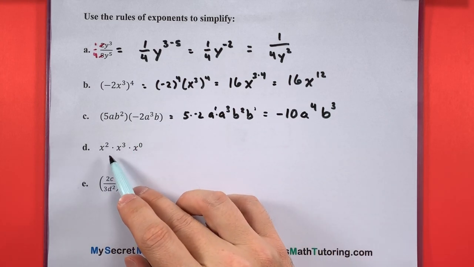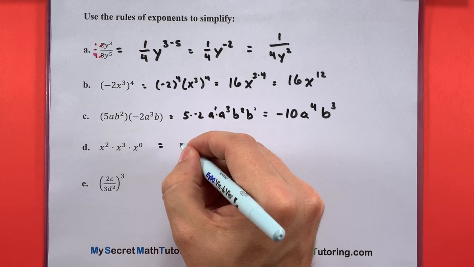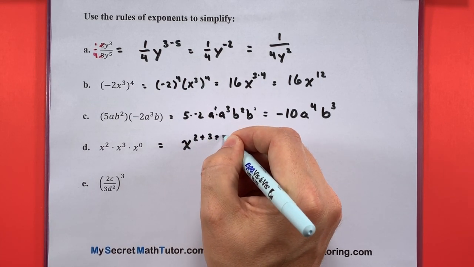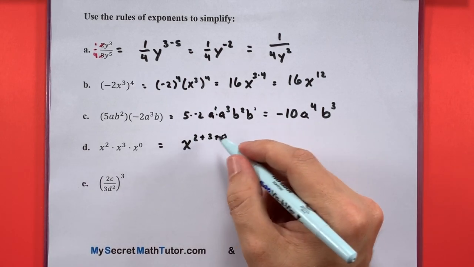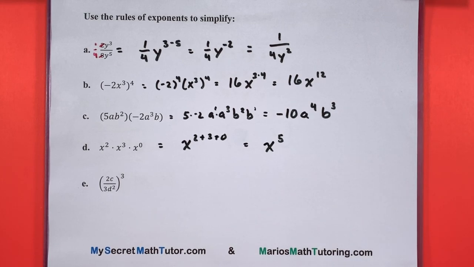All right, the next one, we have 3 different terms here. Again, they're all being multiplied, so we'll just really focus on their exponents. 2 plus 3 plus 0. 2 plus 3 plus 0 would be a 5, and so we're done with that one. Now, interestingly enough, that's not the only way you can do this one.